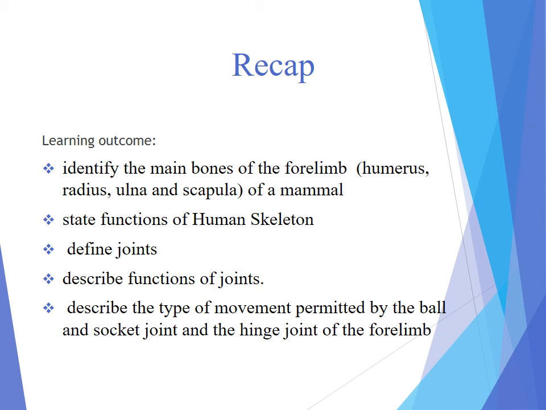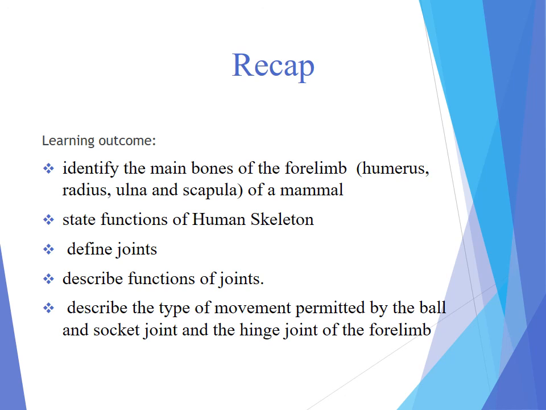Now I think at the end of the chapter we can do a recap that I have made myself clear, and you are able to identify the main bones of the forelimbs: humerus, radius, ulna and scapula, and you are now able to describe the functions of the skeleton. There are four functions of the skeleton which we have discussed: protection, producing movement, providing support, and production of red blood cells.